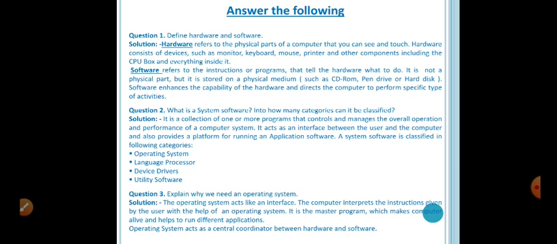Next one, explain why we need an operating system. The need is what? The operating system acts like an interface. Interface means it is like a translator. The computer interprets the instructions given by the user with the help of an operating system. It is the master program which makes computer alive and helps to run different applications. Operating system acts as a central coordinator between hardware and software. So this is the answer for your third question.